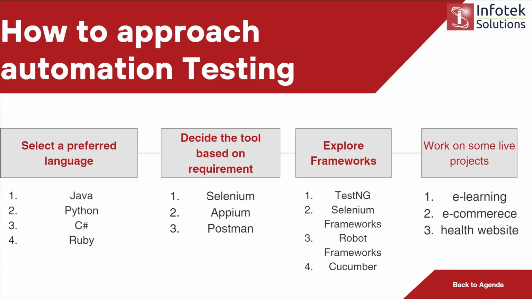If you learn Selenium, it's very important to know Selenium frameworks and TestNG. If you learn Appium, then you also have Appium frameworks that you have to learn. Again, when you are doing API testing, the frameworks part is also important. Cucumber is also a part of testing. Robot Framework is basically for those who prefer using Python. And after that, a live project.